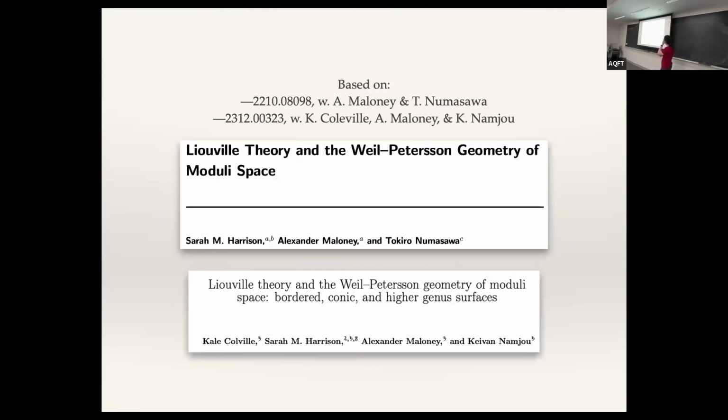What I'm talking about today is mostly based on two papers with some colleagues: Alex Maloney, my former colleague at McGill; Takira Numasawa, who was a postdoc at McGill and is now in Japan; and Colleen Ville and Namjou, who were students at McGill when I was at McGill. I was at McGill until about a year ago when I moved to Northeastern.